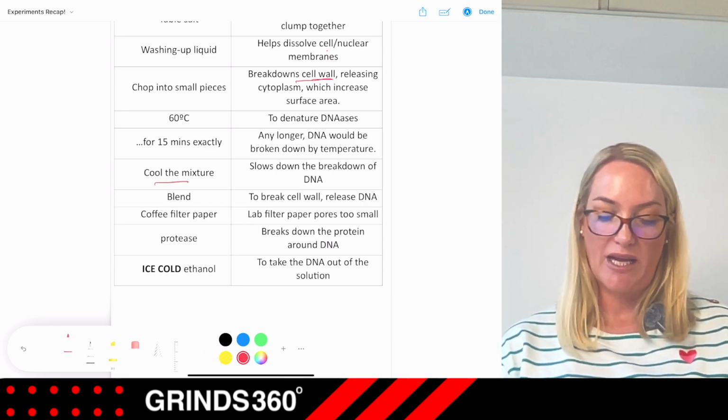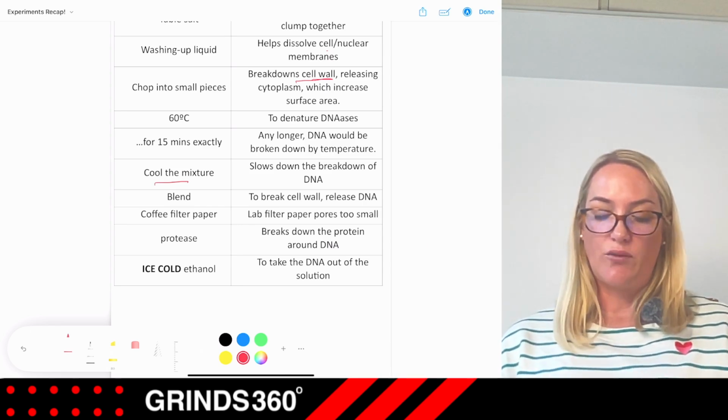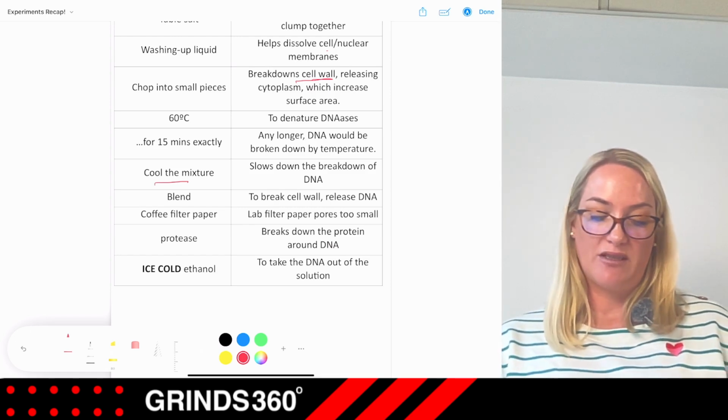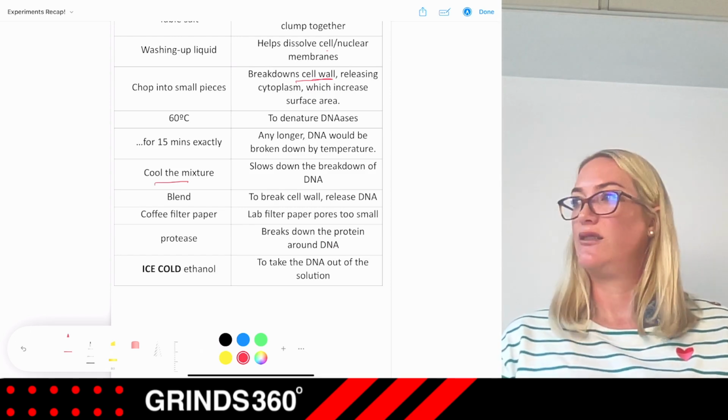Why do we use coffee filter paper? It's more porous, so we should be able to get the DNA. The lab filter paper pores are too small. Coffee filter paper is more porous.